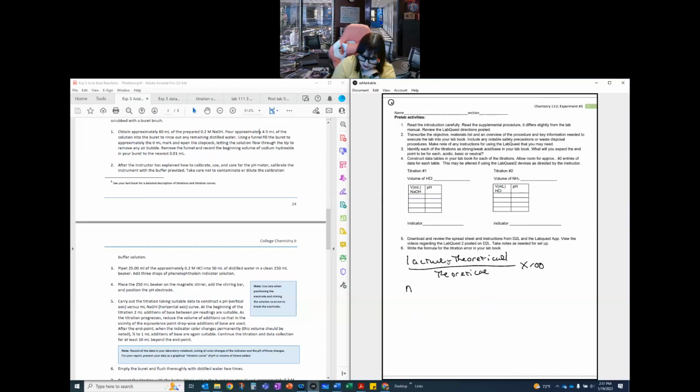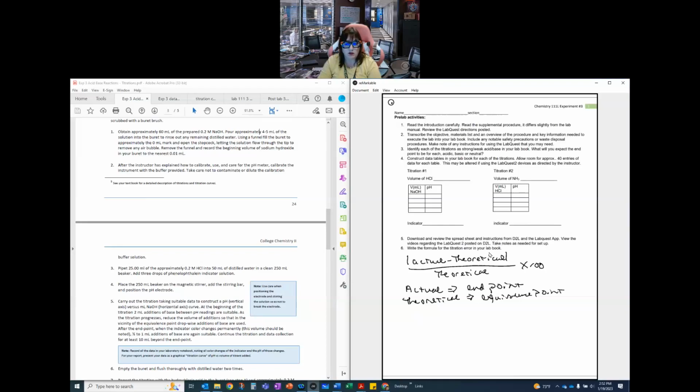Now your actual, as I mentioned before, is going to be that end point that is listed, and your theoretical is the equivalence point that you determined from the graph. So again, the endpoint is in the data as where it changed color. The equivalence point we're going to determine from the graphs that we create. Okay, so that's everything for your pre-lab.